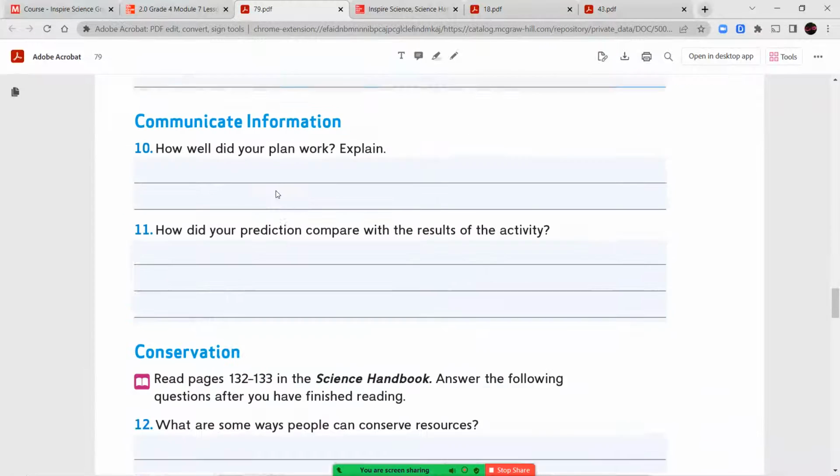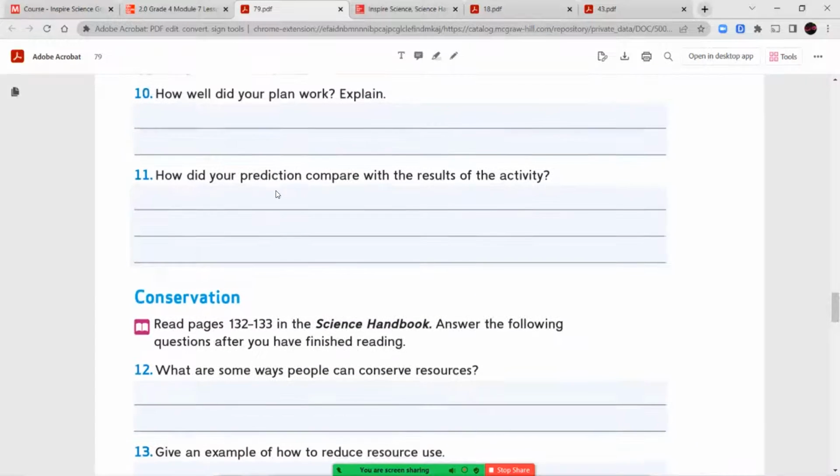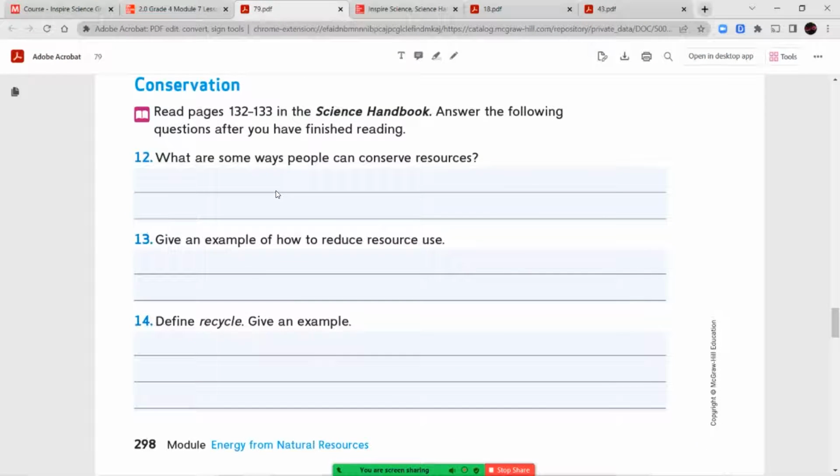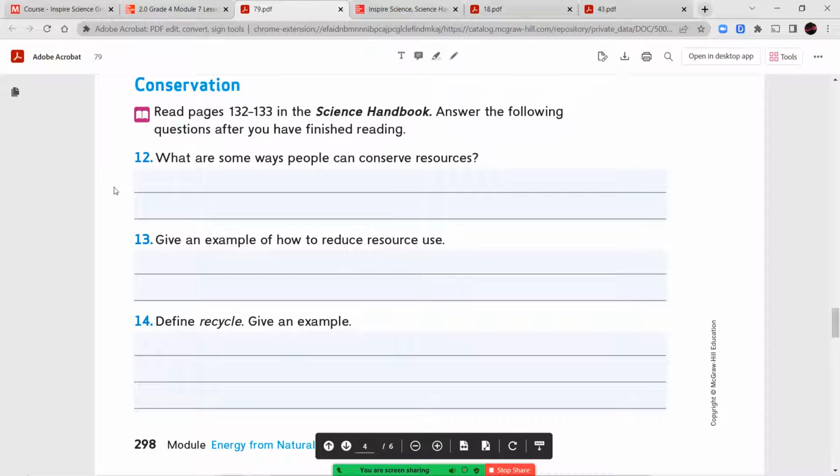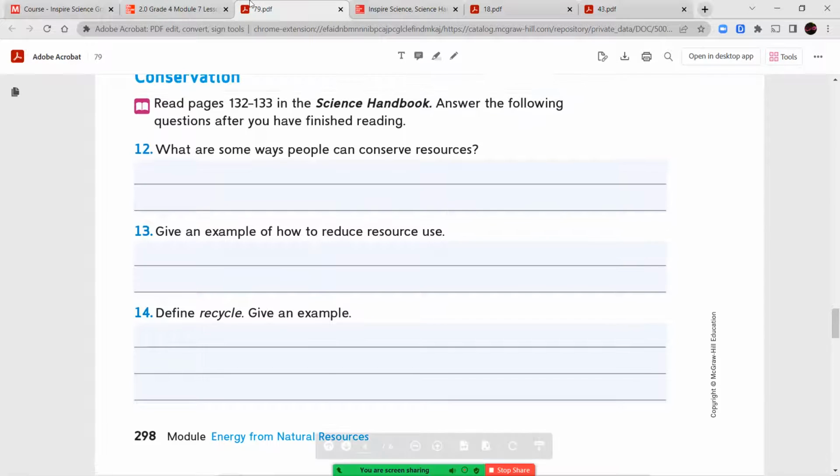Okay, next we're going to skip ahead and we're going to go to the bottom of page 298. We're going to read pages 132 to 133 in our science handbook and answer the questions after we finish reading. What are some ways people can conserve resources? Give an example of how to reduce resource use. Define recycle and give an example. So let's start there.